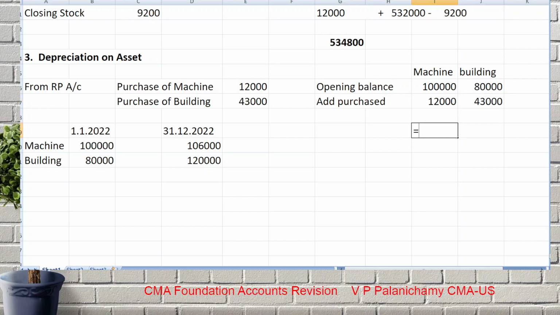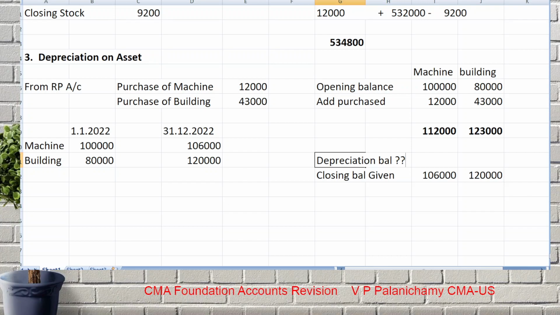This should be the total. 1 lakh plus 12,000, it would be 1 lakh 12,000. The other, how much would come? 1 lakh 23,000. But closing balance is given. How much have they given? 1 lakh 6,000 and what? 1 lakh 20,000. The difference will be depreciation. The balancing figure will be taken as depreciation. How much will it be? 6,000 and what? 3,000. The balancing figure will be taken as depreciation.